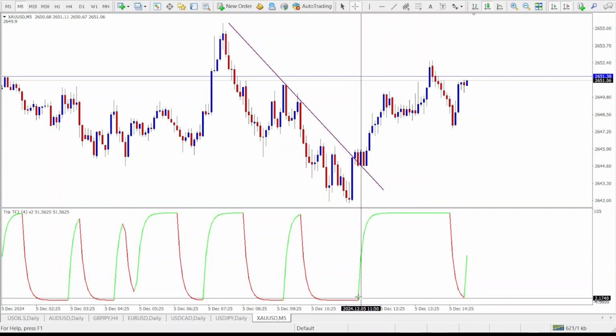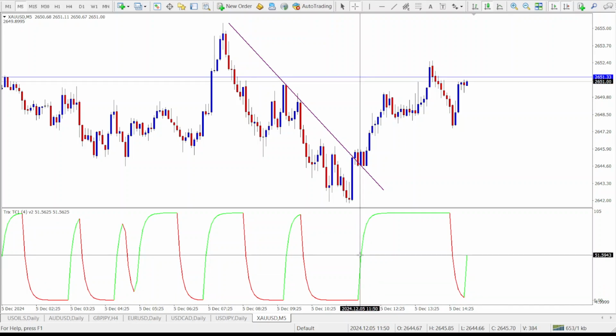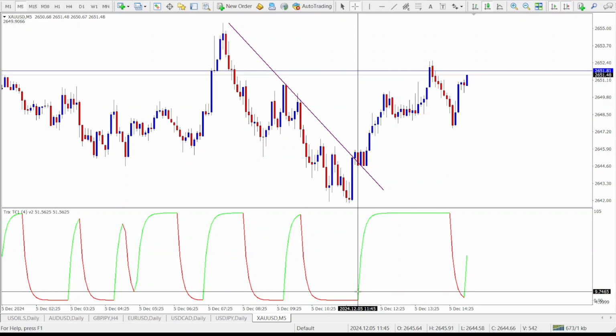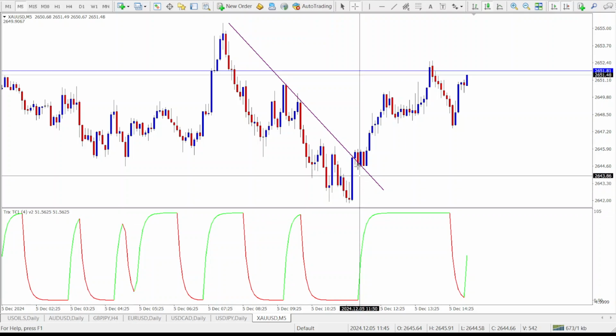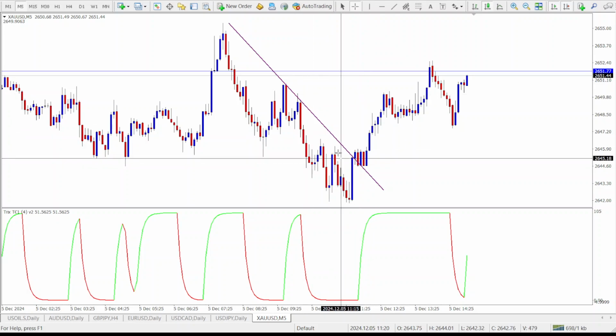And then we finally had the indicator change color from red to green. That color change was a sign to enter a buy trade. So if we had entered a buy trade right about the time that the color changed, you can see that it changed somewhere around here, right after this bullish breakout happened.